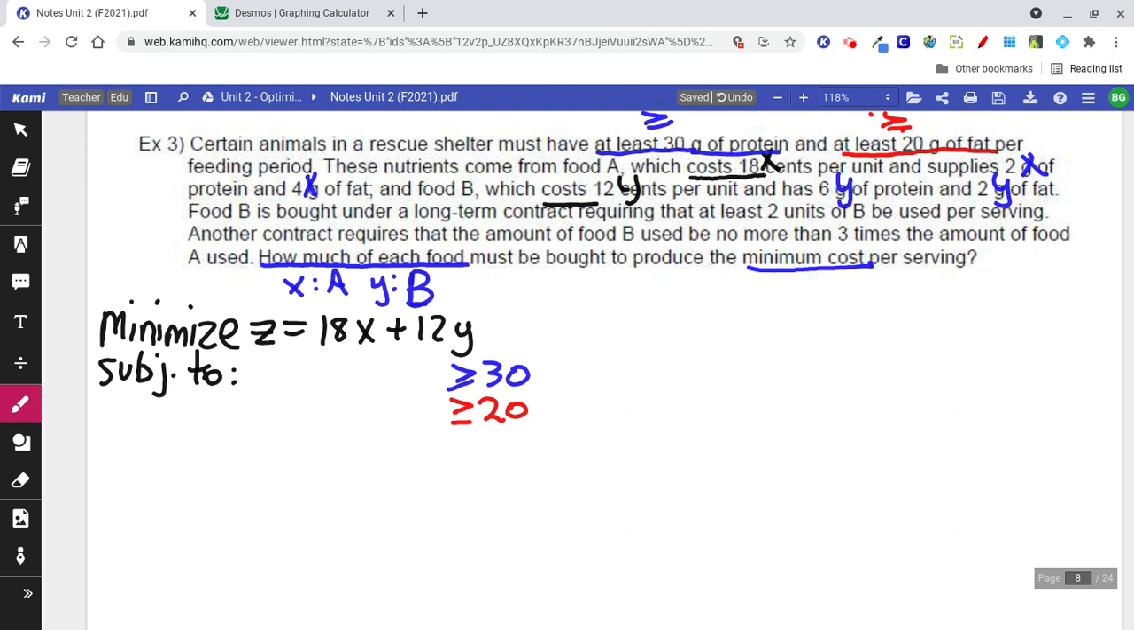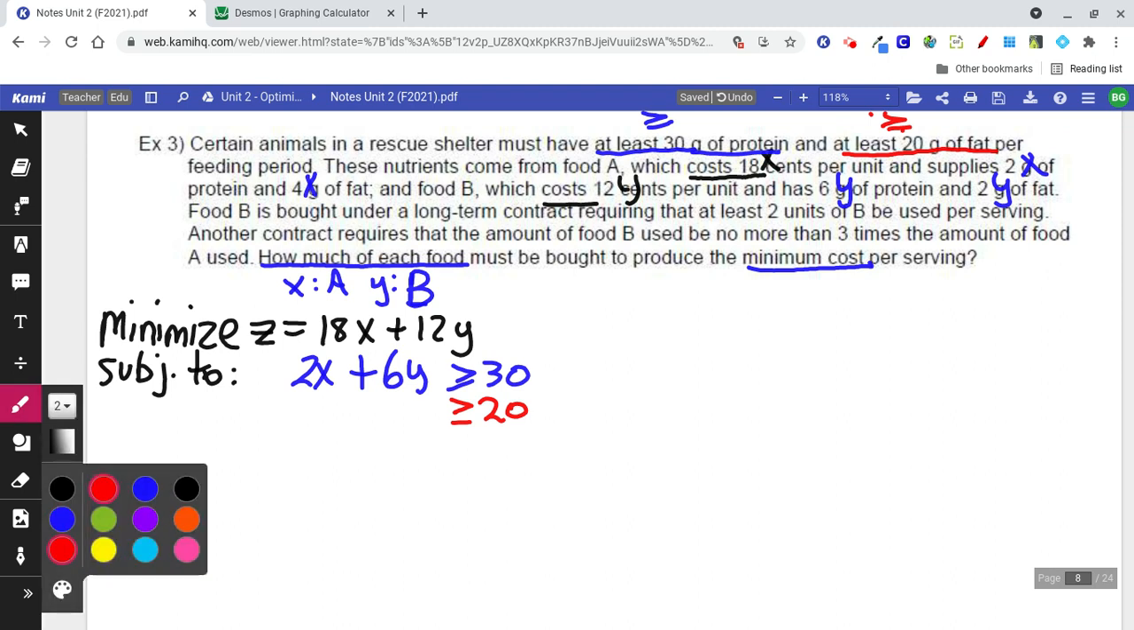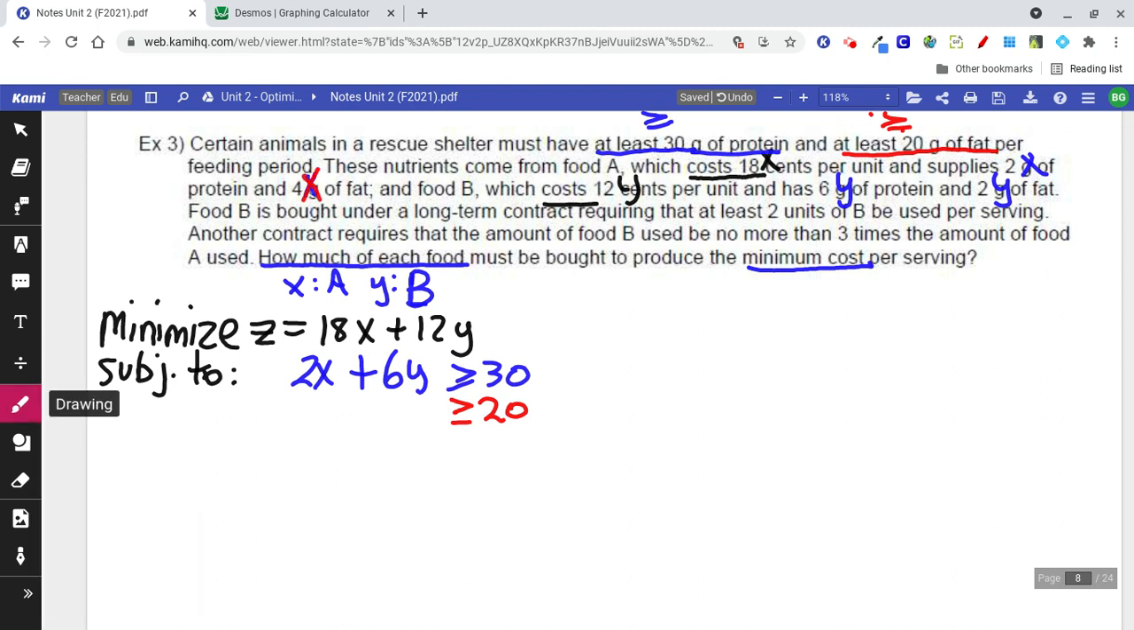So food A says 2 grams of protein, and food B, where was it? It said 6 grams of protein. Then go back and look at the ones that are talking about fat. The 20 was talking about fat, so make sure your other numbers are the ones talking about fat. That was this one and this one. You've got 4 for food A, and you've got 2 for food B.